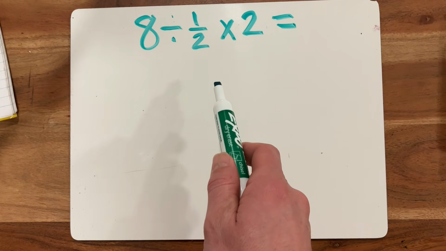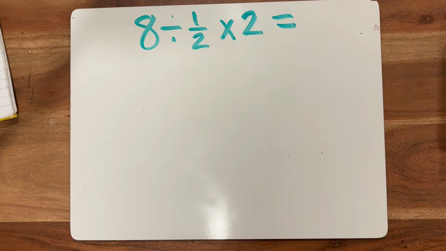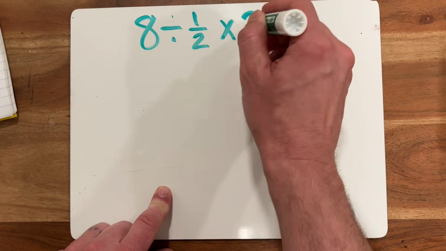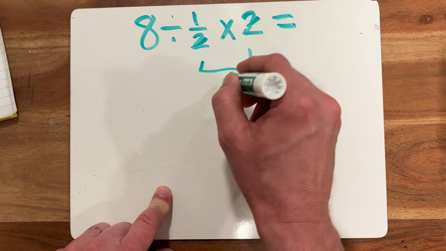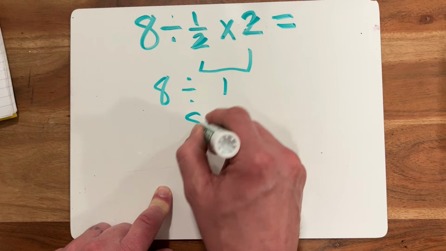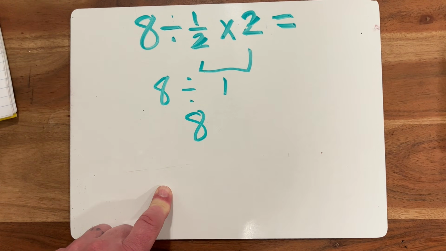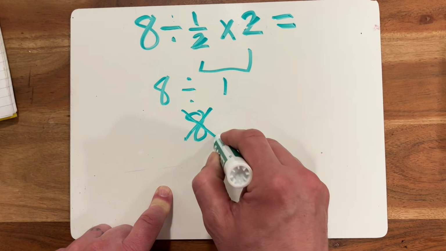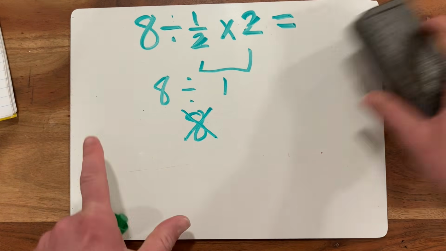8 divided by 1/2 times 2. At first glance, you might say these 2's cancel each other out, giving us 1 here. 8 divided by 1 will give us 8. But that would be incorrect. Let's try that again.